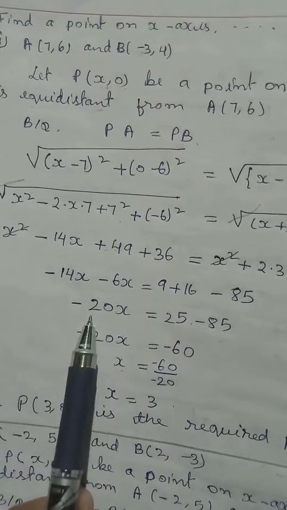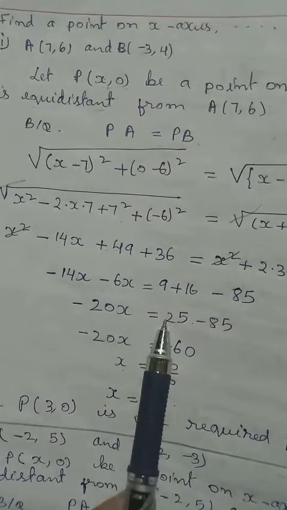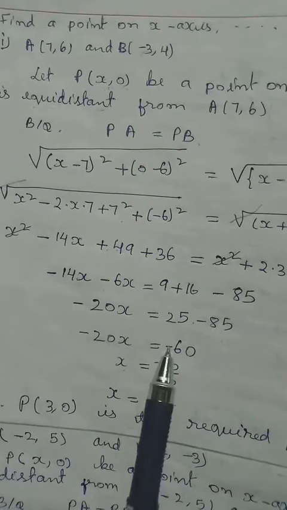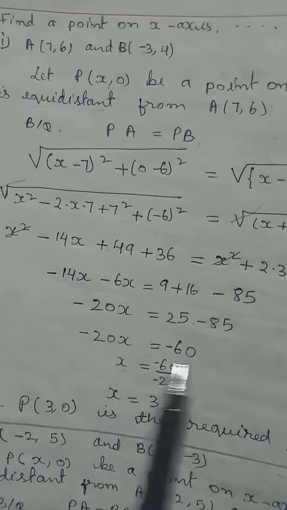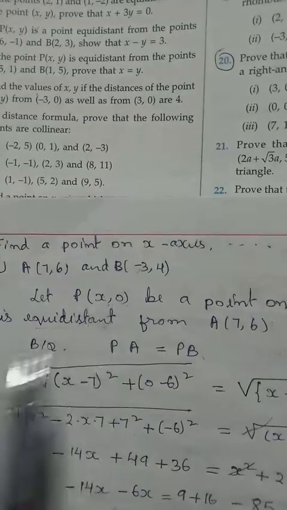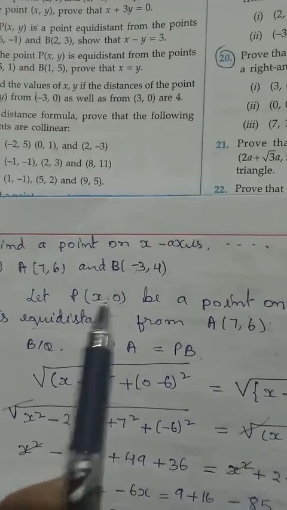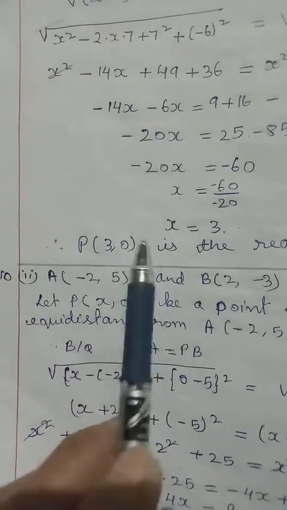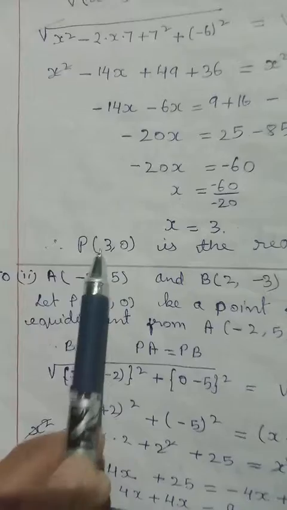So we have minus 22x. Then here minus 85 is greater. So we have minus. Then x equals 60 divided by 20, which is equal to 3. So the required point, okay, remember one required point here, x we already get 3. So in place of x, we replace it with 3.